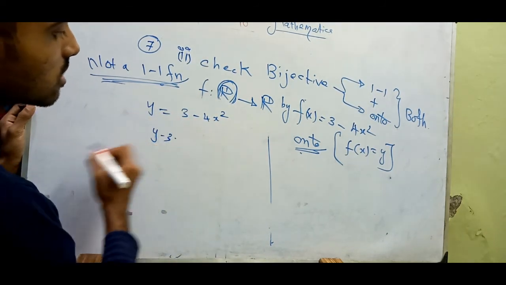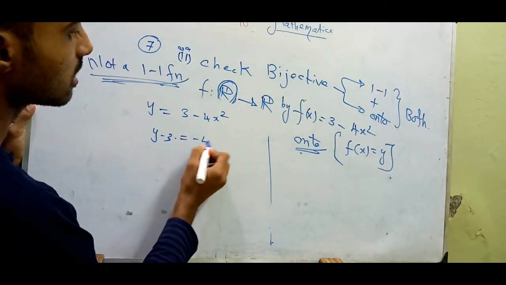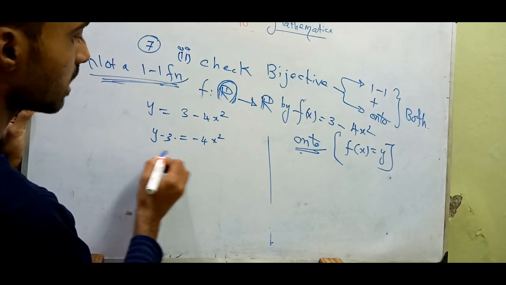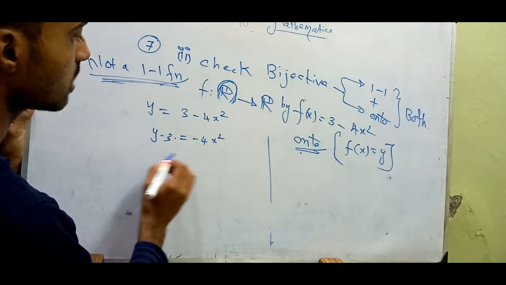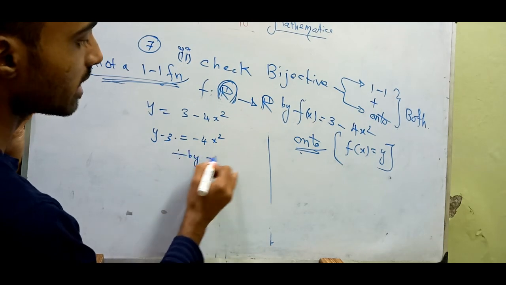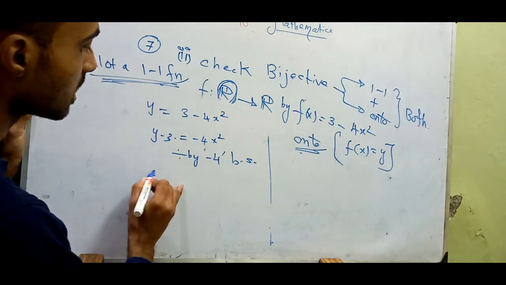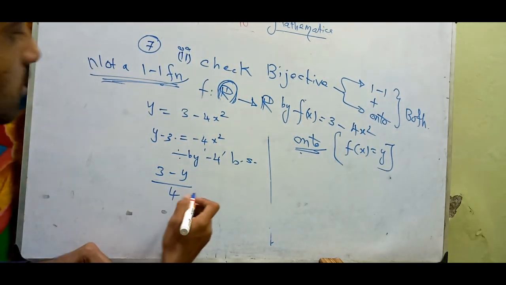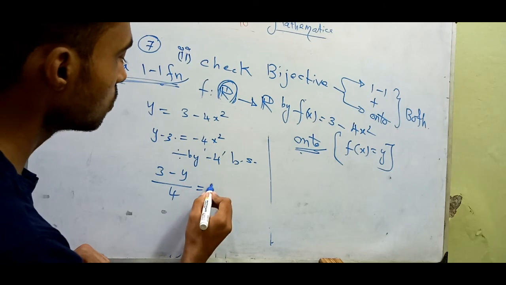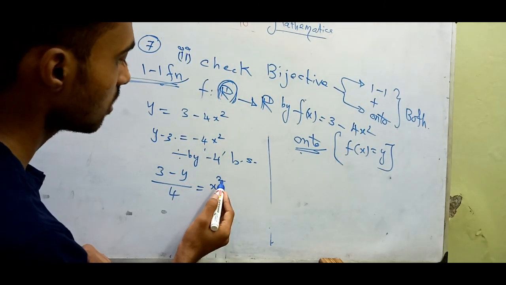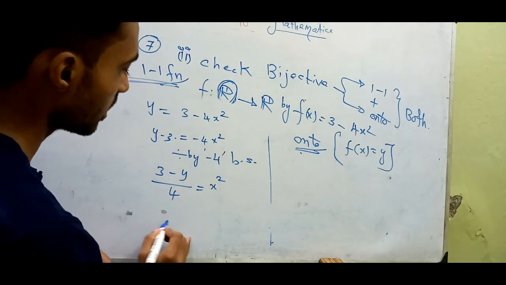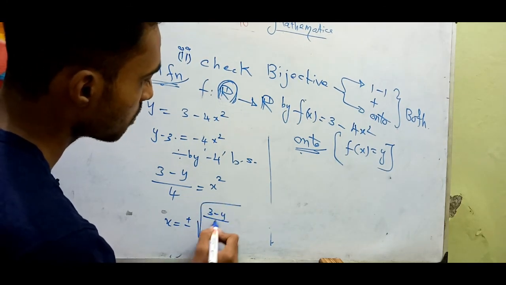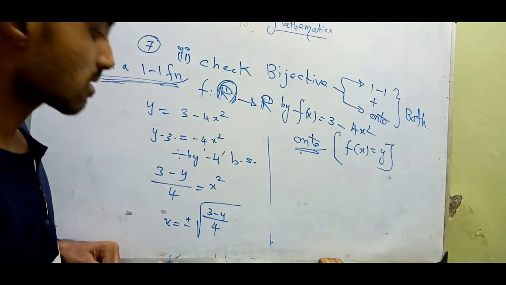Bring this 3 to this side, it becomes minus 3, and there we have minus 4x square. Divide both sides by minus 4, it will become 3 minus y by 4. Got it? Then this is equal to x square, but if you take the root here, you have to do one thing, plus or minus root of 3 minus y by 4.